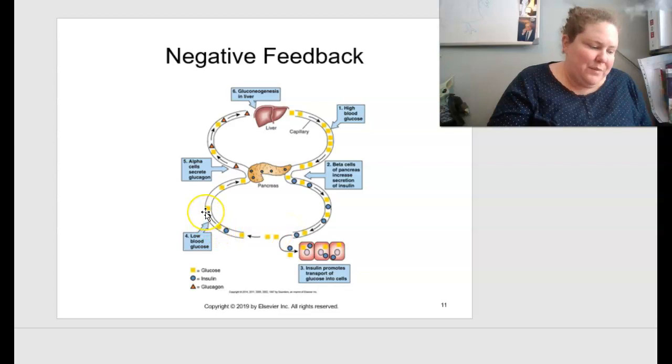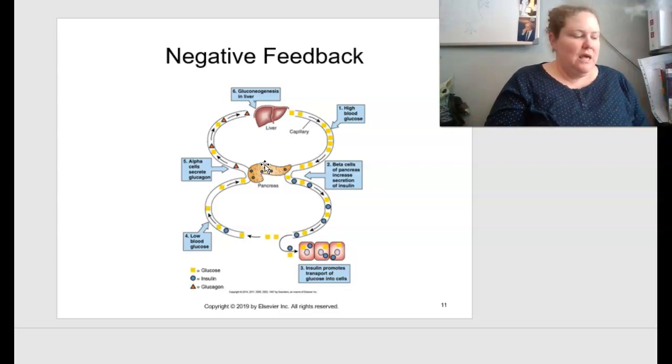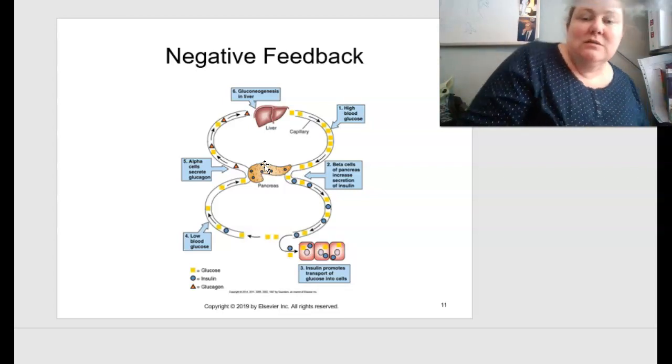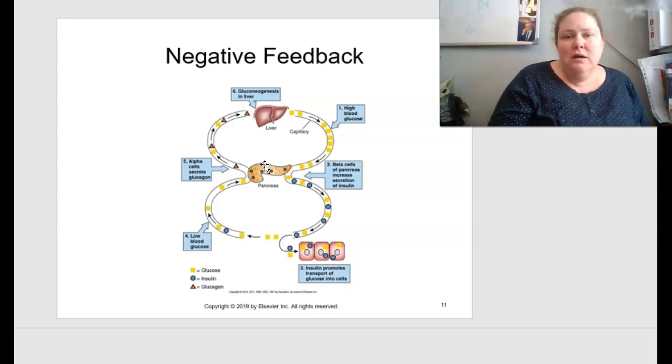Then what happens if we have low blood glucose? Our alpha cells here in the pancreas notice that we have lower blood sugar levels, and they start secreting glucagon. And remember, glucagon is the glucose is gone, the glucose is gone. Then it will stimulate the liver to make new sugar, or it can also break down our glycogen stores in glycogenolysis. So that would be an example of negative feedback.